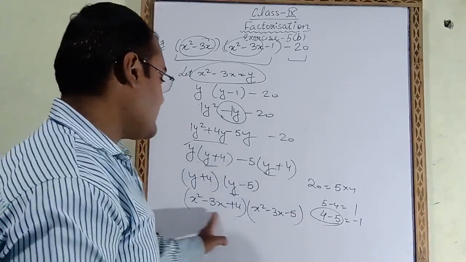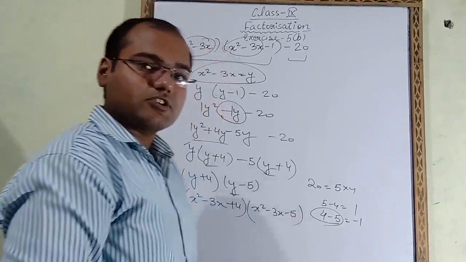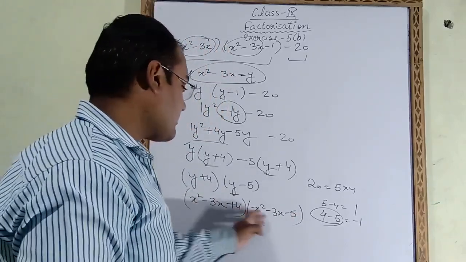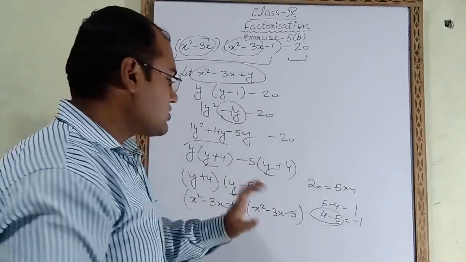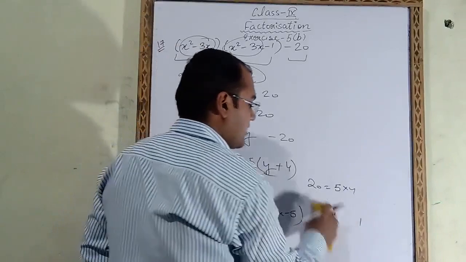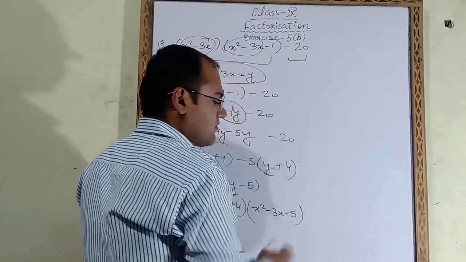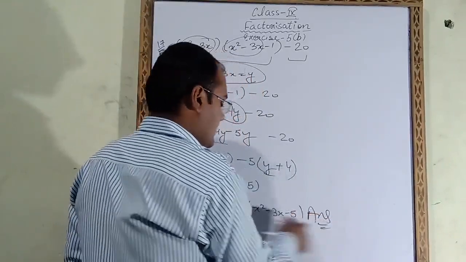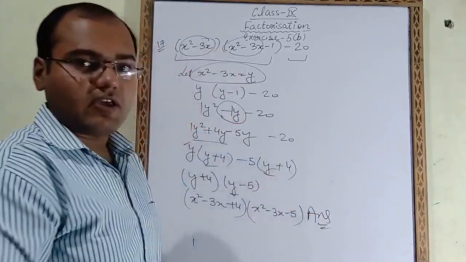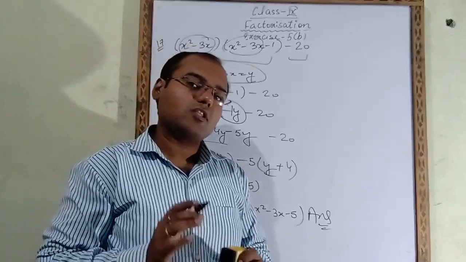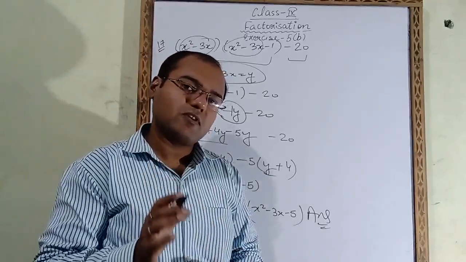Now this is an algebraic expression, this is also one algebraic expression, but when we solve it like this by the factorization method, answer will not come. So that means this is your final answer, no need to solve further. That means your final answer is x square minus 3x plus 4, x square minus 3x minus 5. So like this you have to do all the remaining parts of this exercise 5th B also.